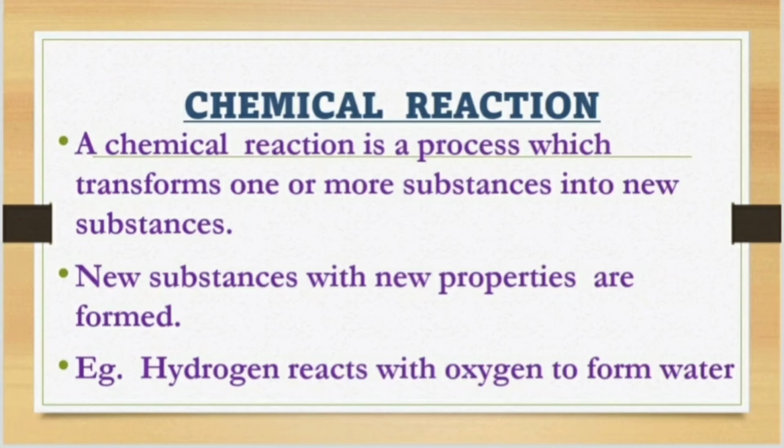What is a chemical reaction? A chemical reaction is a process which transforms one or more substances into new substances. New substances with new properties are formed. For example, hydrogen reacts with oxygen to form water.